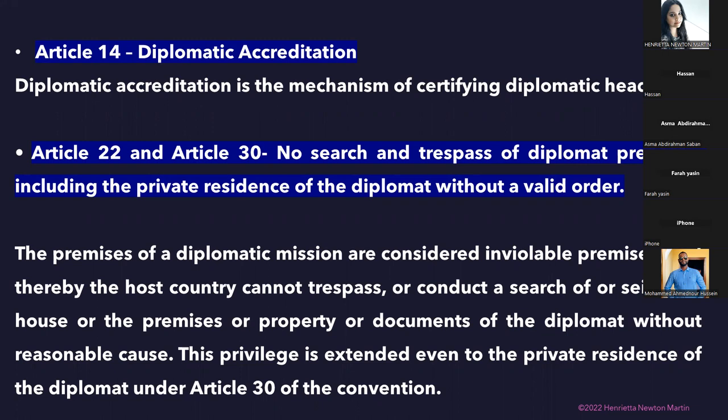Next is Article 22 and Article 30. It deals with search and trespass of diplomatic premises. There should be no search and trespass of diplomatic premises, including the private residence of the diplomat, without a valid order. The premises and property of a diplomatic mission are considered inviolable, and thereby the host country cannot trespass, conduct a search of the premises, or seize the house, the property, the premises or the documents of the diplomat without reasonable cause. This privilege is extended even to the private residence of diplomats under Article 30 of the convention.